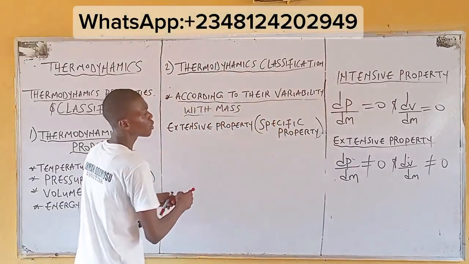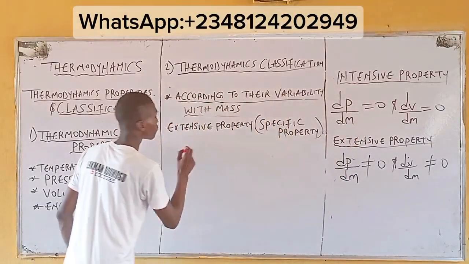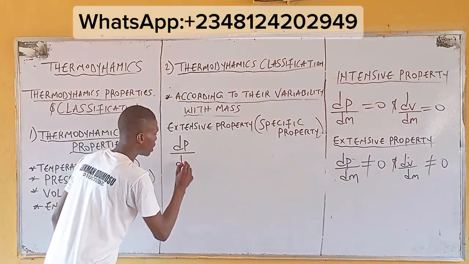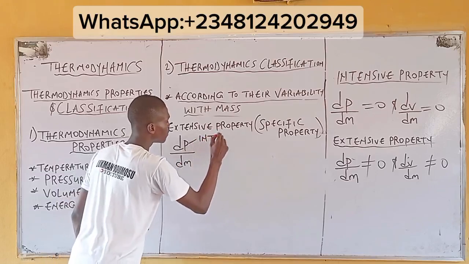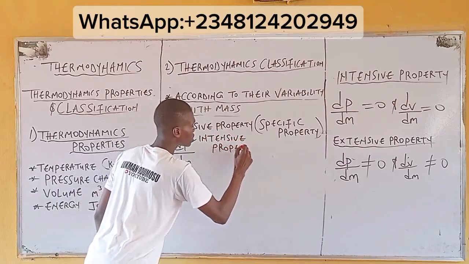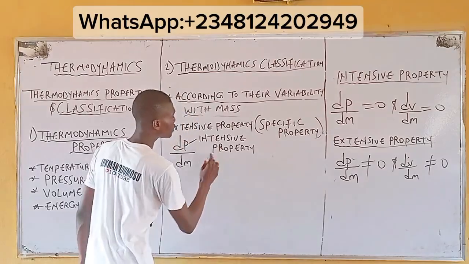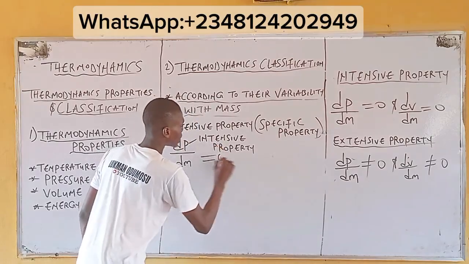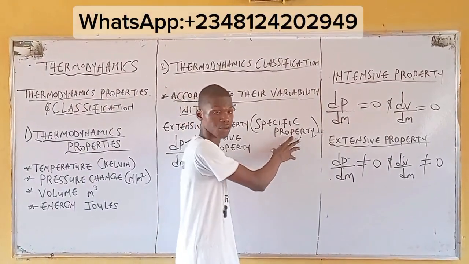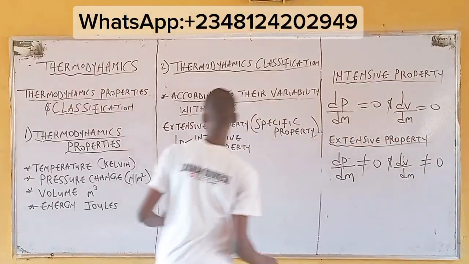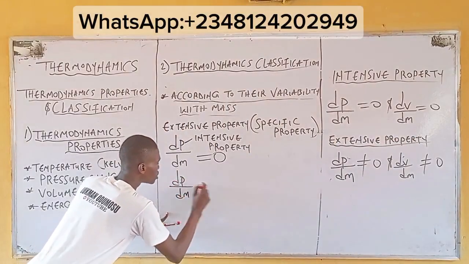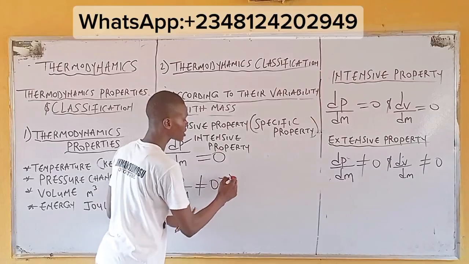Now, mathematically, for the first one, the dP over the dm, this is your intensive property. If this is your intensive property, we said it is equal to 0, meaning there's no answer for this, because it is equal to 0. Now for the second one, which is extensive property, the dP over the dm is now not equal to 0, meaning there will be an answer for this.